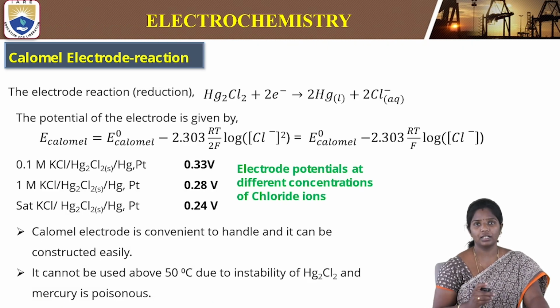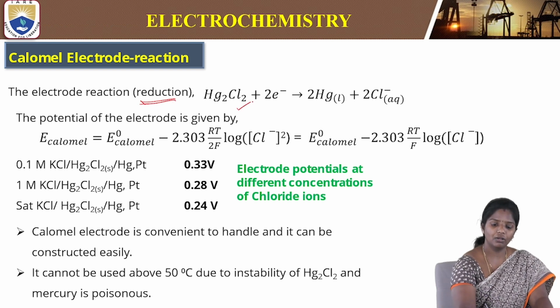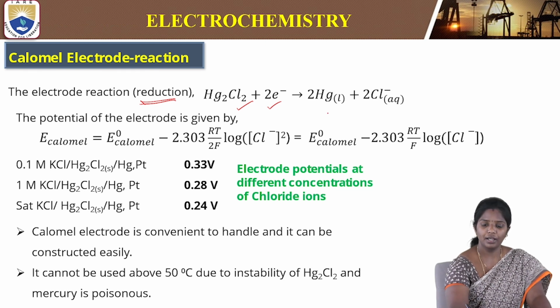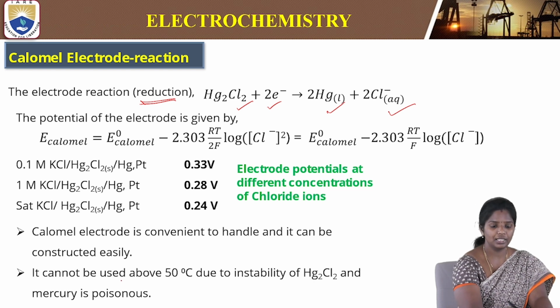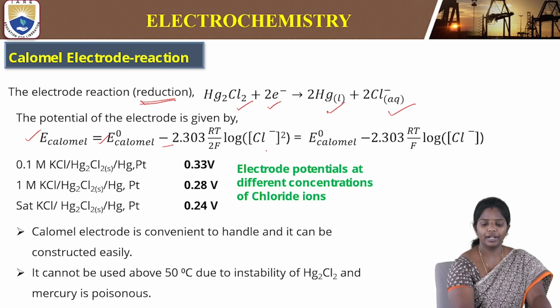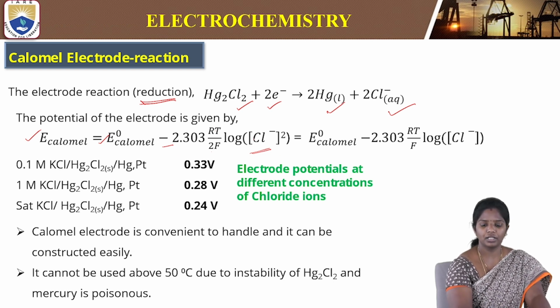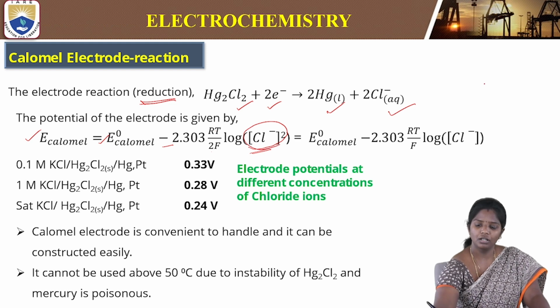So here are the reactions that will take place in the calomel electrode during its usage. The reduction reaction takes place where mercury chloride takes up electrons and forms mercury and chloride ions. The potential of this electrode is given as E calomel equals E naught calomel, the standard E naught of calomel, minus 2.303 RT by 2F log of the concentration of chloride ions.